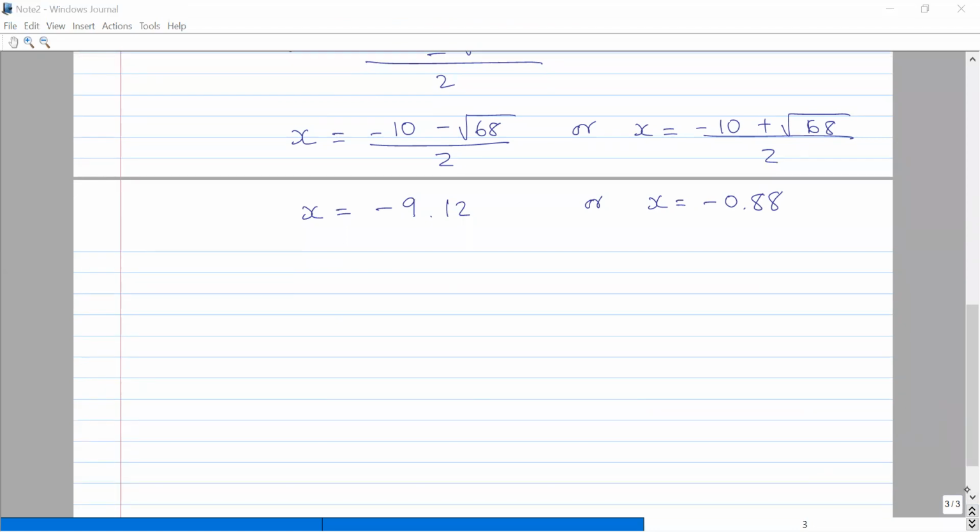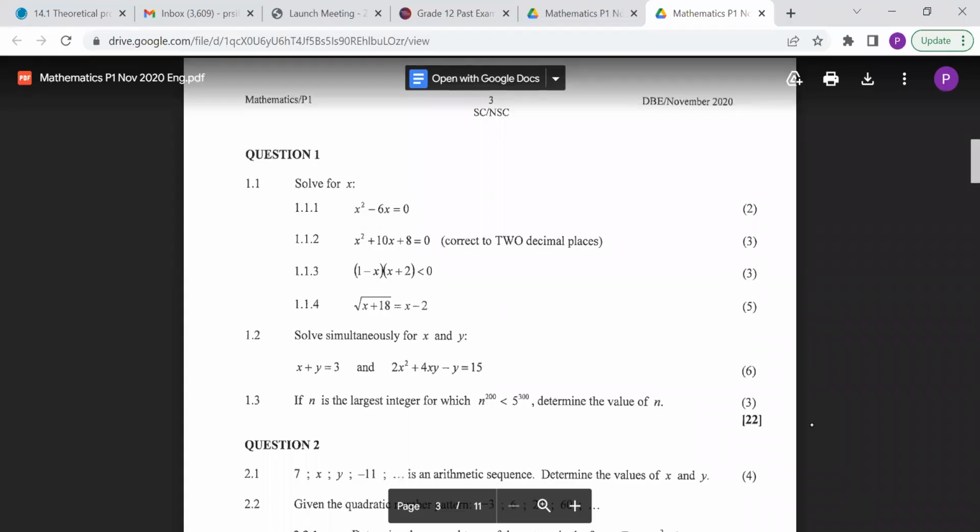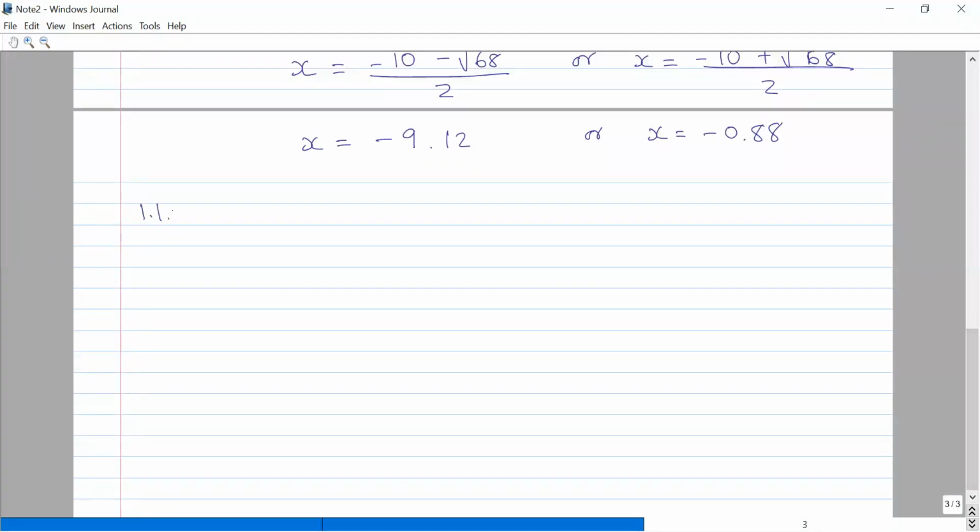Okay, so for the next question, we want to find the inequality of the two factors, 1 minus x and x plus 2, which is less than 0. So for this one, 1 minus x times x plus 2, then they say less than 0. Okay, so for this one, you can't do it like the first one because you have an inequality sign.